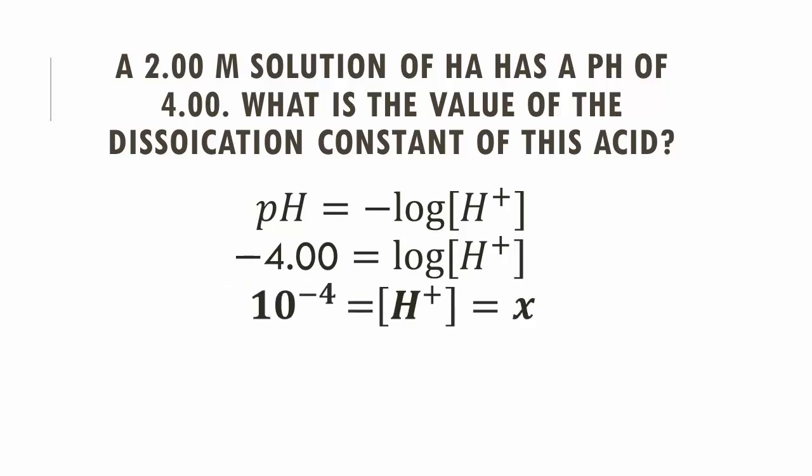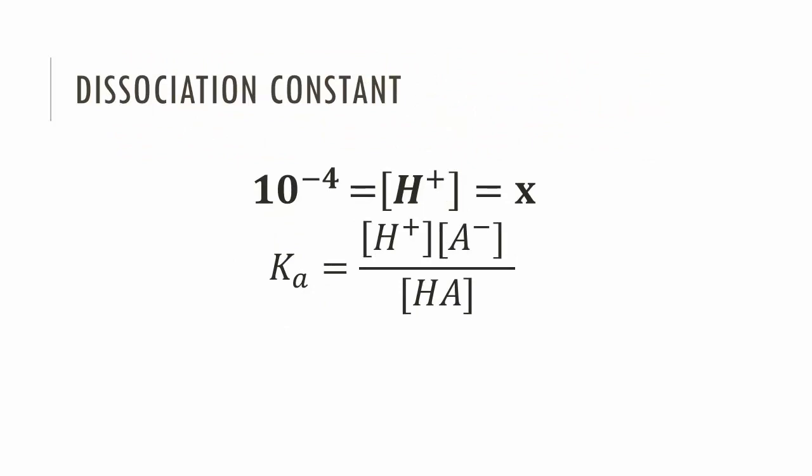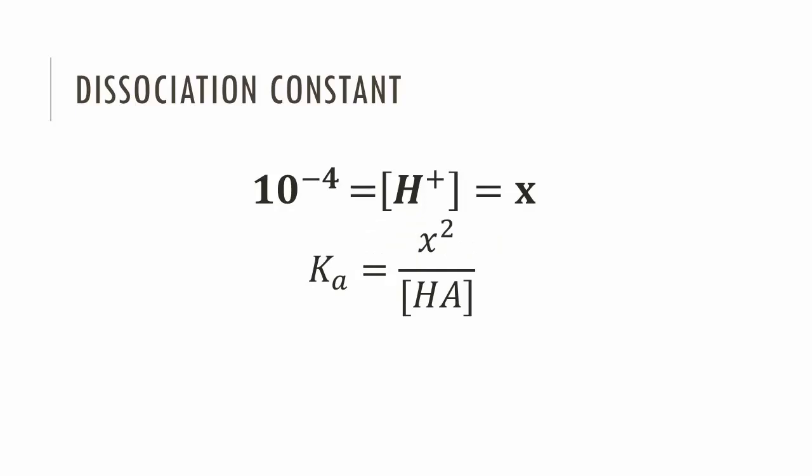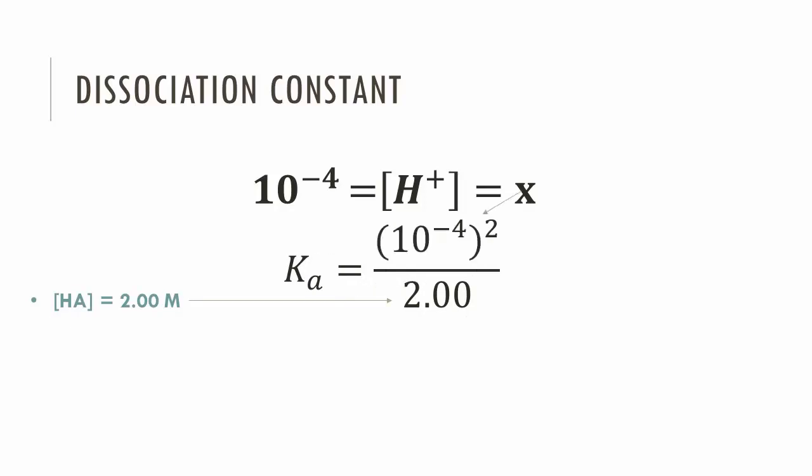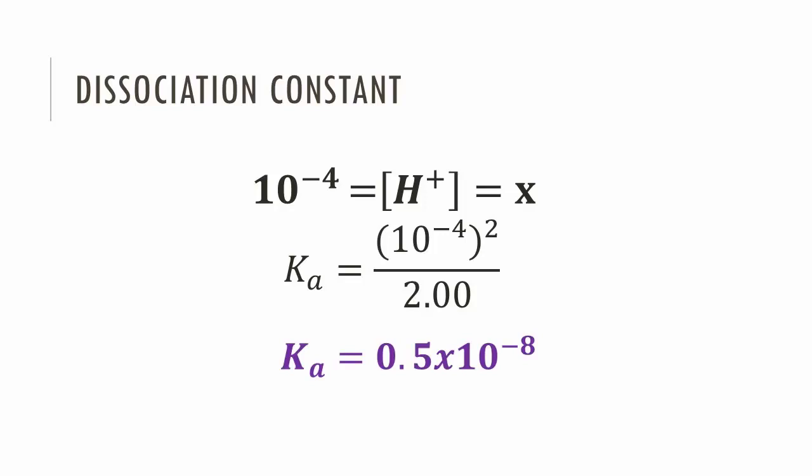Now we look at the dissociation constant formula. According to the approximations, we can also express the formula in this way. We know the concentration of HA, which is 2 molar. The value of X is equal to the concentration of H+ we found in the calculation of the pH. Therefore, we replace X squared by 10 to the negative 4 squared. We can then solve the equation and get a value for Ka of 0.5 times 10 to the negative 8.